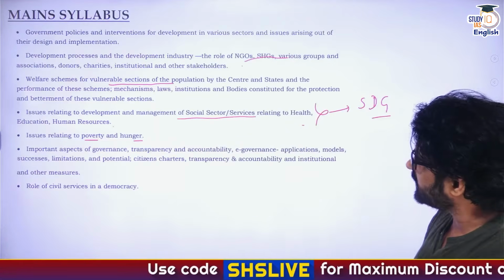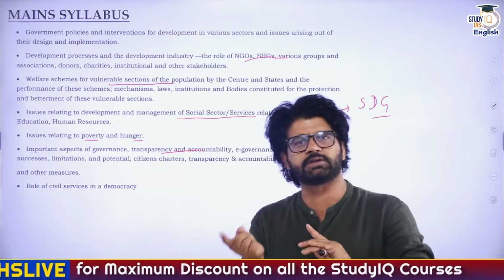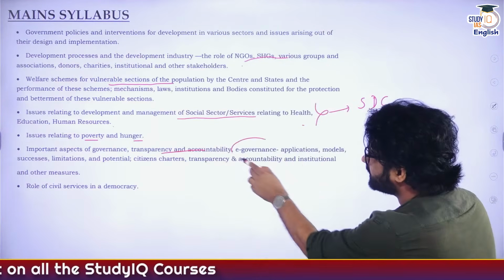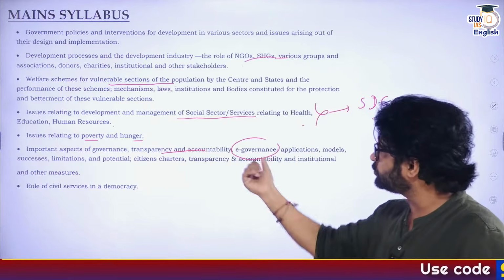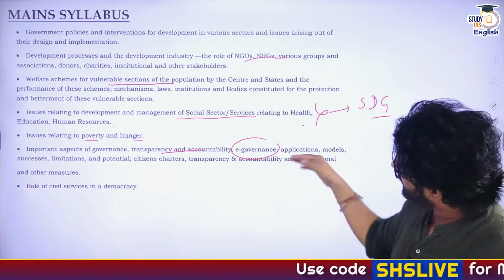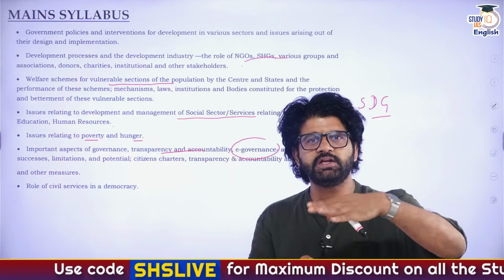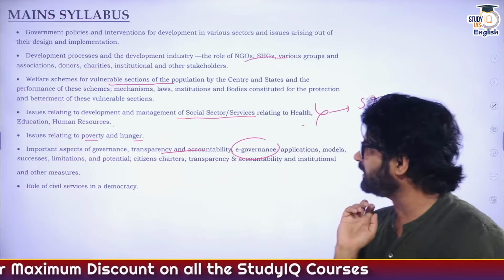Important aspects of governance: transparency and accountability. Here, ethics, the Second ARC ethics and governance report can help you. Or if you are joining our batch, our material will help you. E-governance: use of ICT tools, information and communication technology tools, to deliver government services. According to the Second ARC, e-governance is making it easier for people to do good and difficult to do evil. That's what the Second ARC says.